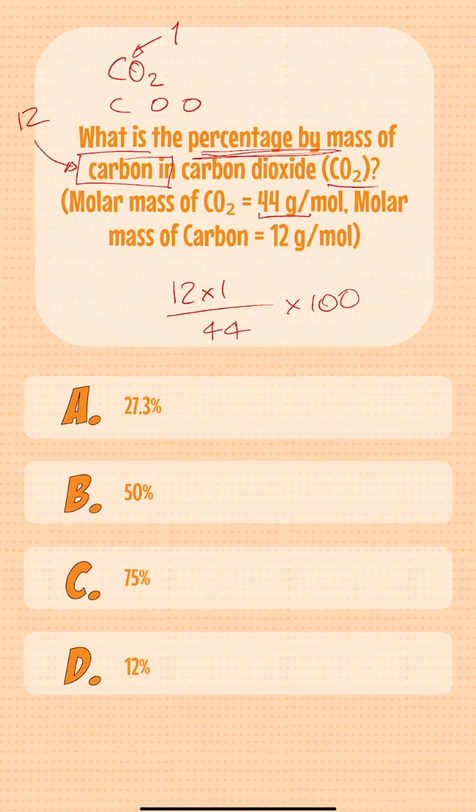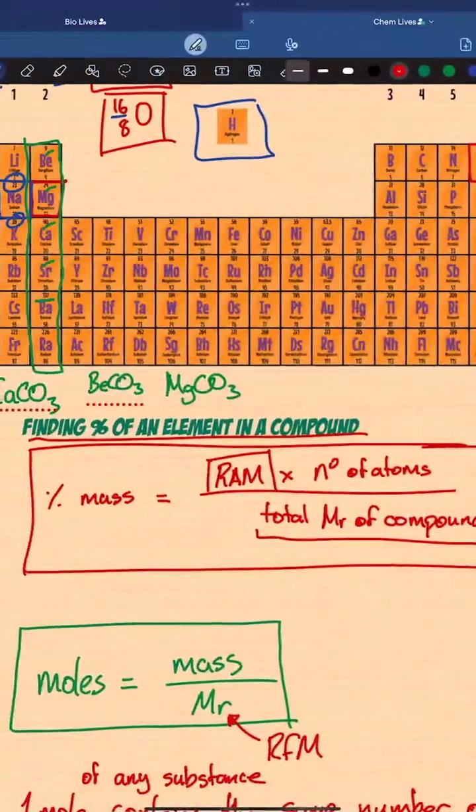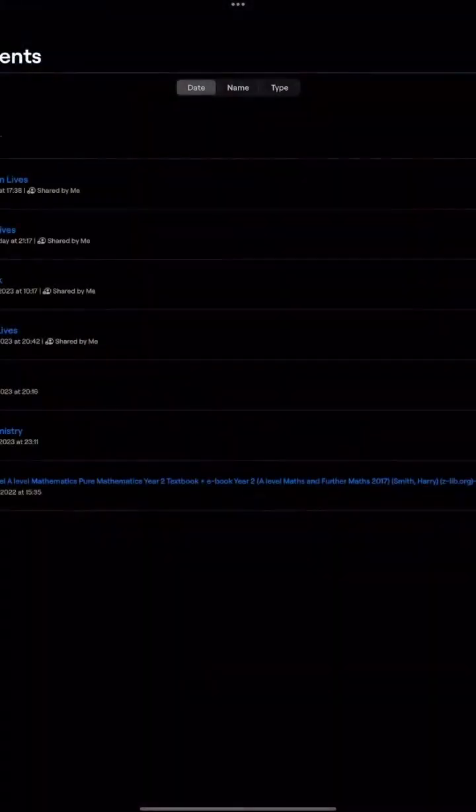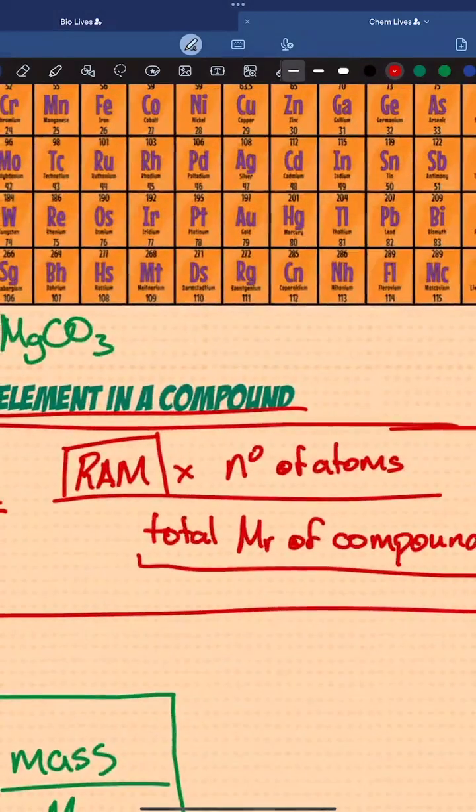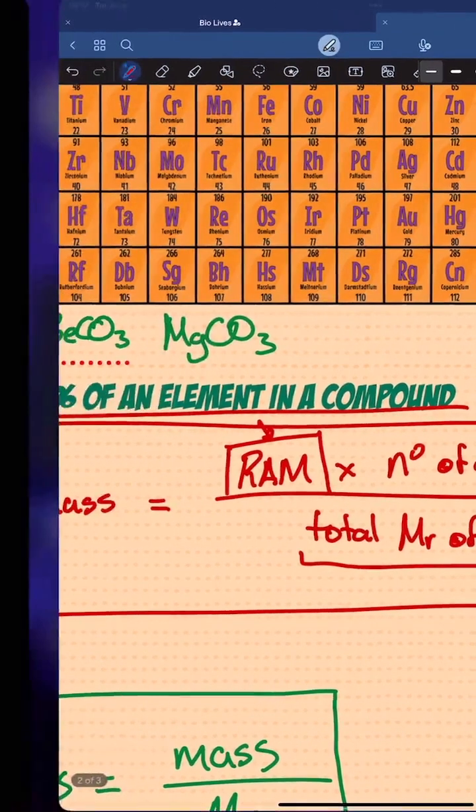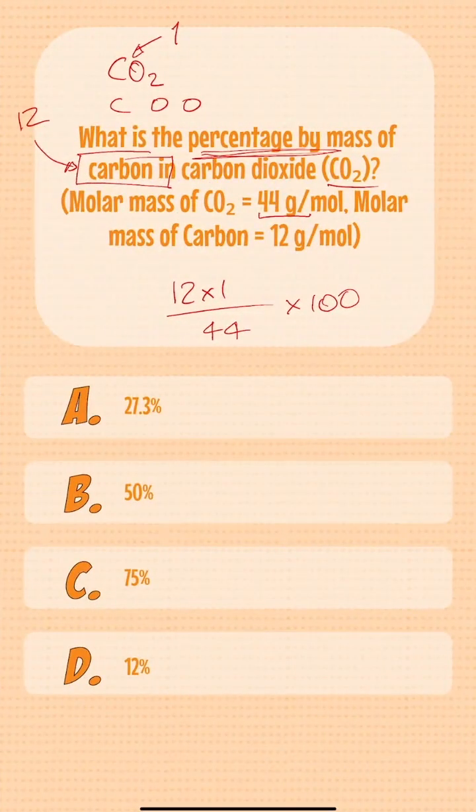You times by 1 because this is the equation. Let me go back to the equation. Number of atoms. So you're doing the relative atomic mass times by the number of atoms of carbon. There's only 1 atom of carbon in here. Because it's CO2, there's only 1 atom of carbon, so you times it by 1. If it was C2O2, you would times it by 2. So we'll see an example where you don't times it by 1, you times it by something else. We'll see that in a second.